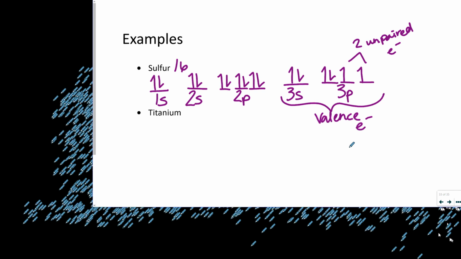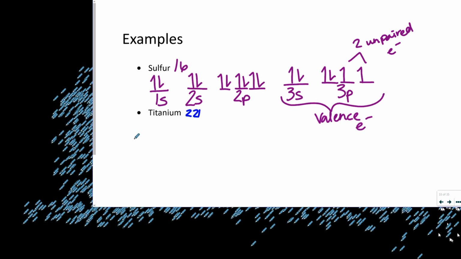Alright, let's look at titanium. I'm going to change colors so you can see it a little bit easier. So titanium is a little bit bigger. We have already written the electron configuration for titanium, but let's do it using the orbital diagram. So titanium is number 22. You can locate that on the periodic table. It is in our D block. So we are going to have to go through to a D block.